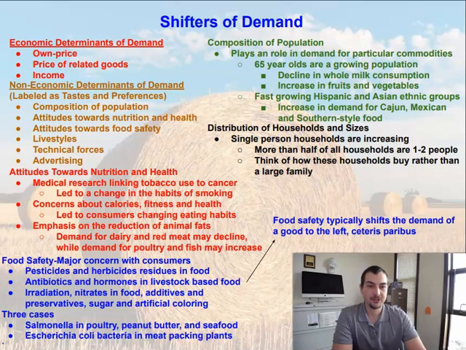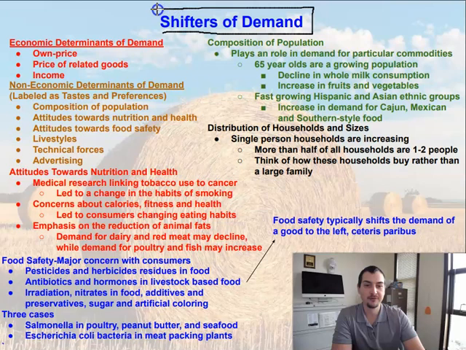All right, so we've been talking about shifting demand, shifting it to the left or shifting it to the right. We're going to go into a little bit more detail about the different shifters of demand and how they really affect the demand curve. If we remember the economic determinants of demand, the demand function is a function of its own price, the price of related goods, and income. These are the economic determinants of demand.